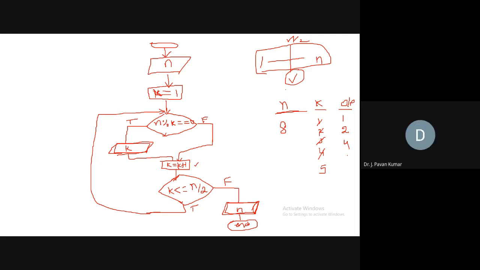So, just one additional point we have added, that is, up to n by 2 itself is sufficient. To the previous discussion, we have added this point, k less than or equal to n by 2. Earlier, the condition was k less than or equal to n. Then, if it is true, we will be repeating. If it is false, then we will stop.